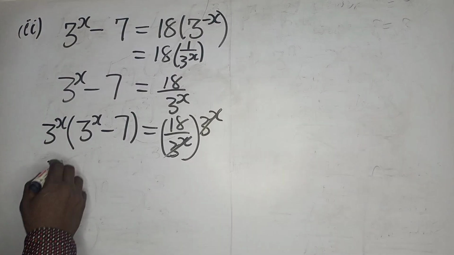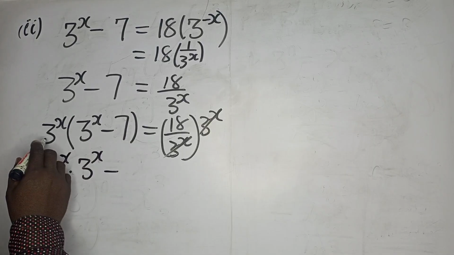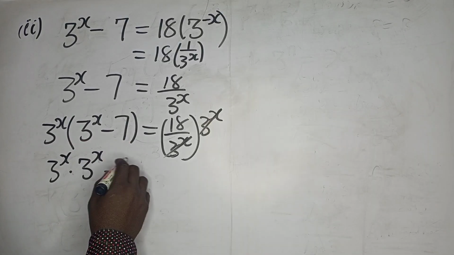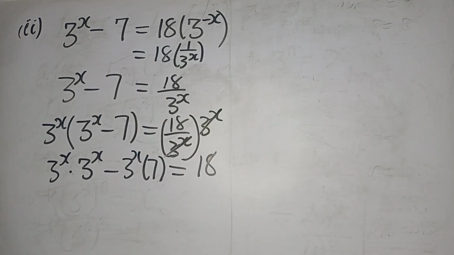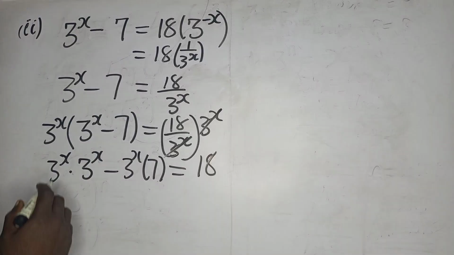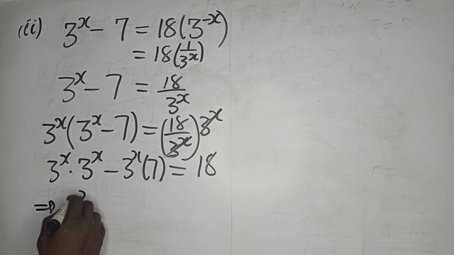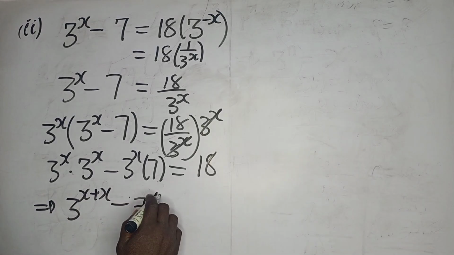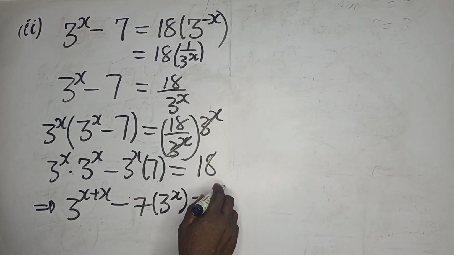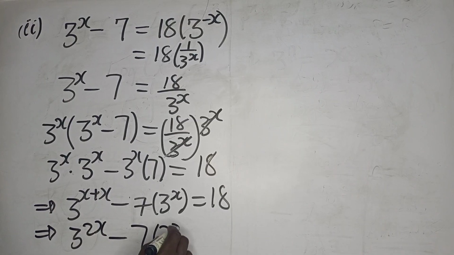So we have here 3 to the power x multiplied by 3 to the power x minus, we're opening this parenthesis. We take this multiplied by this, take this multiplied by that. 3 to the power x multiplied by 7 is equal to 18. We don't have any fractional expression anymore. All right, this multiplication, the bases are equal, so we have to add the powers. It becomes 3 to the x plus x. Here we just simply have 7 into 3 to the x is equal to 18. x plus x is 2x, so we have 3 to the 2x minus 7 into 3 to the x is equal to 18.